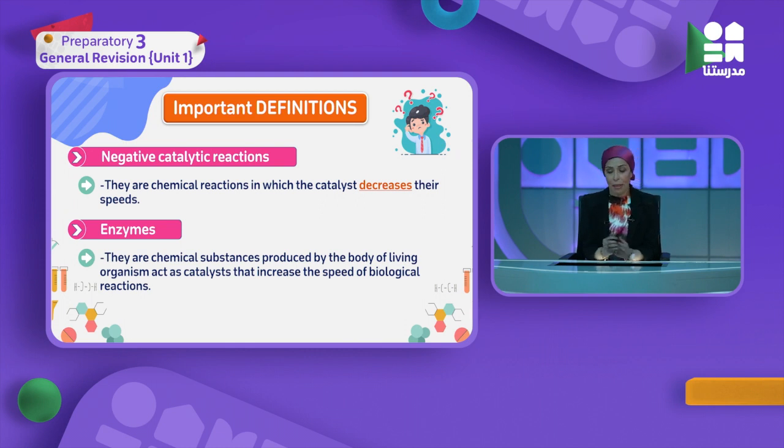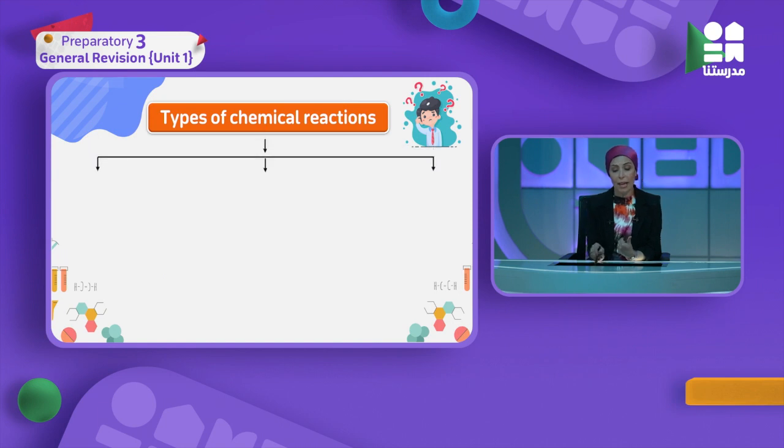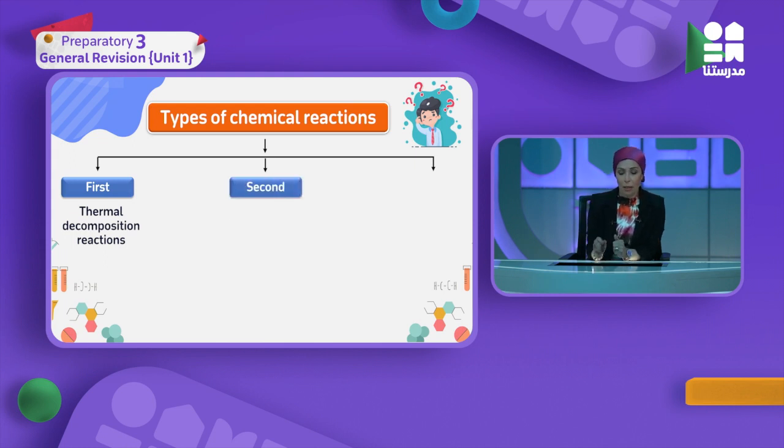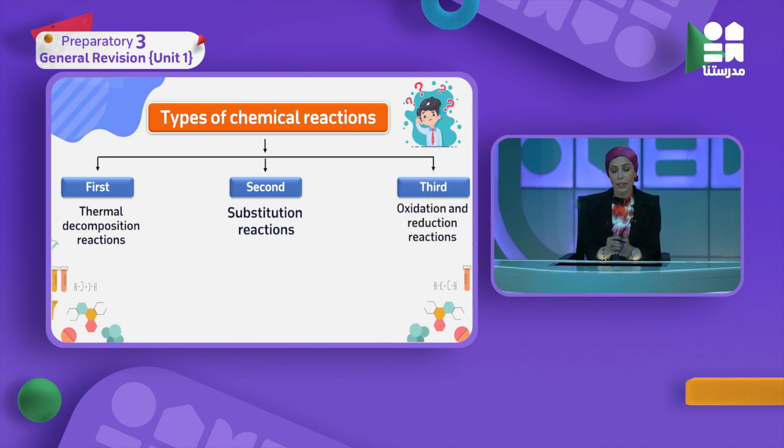Okay? طيب. Let's now move to what are the types of chemical reaction تقسيمتها. عندي the first type of chemical reaction we took is the thermal decomposition by heat طبعا. Second is the substitution reaction. Third is oxidation and reduction reaction. طيب وقلنا ال substitution reaction either simple or double.